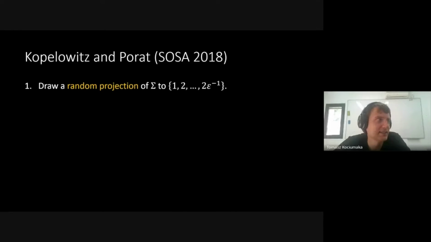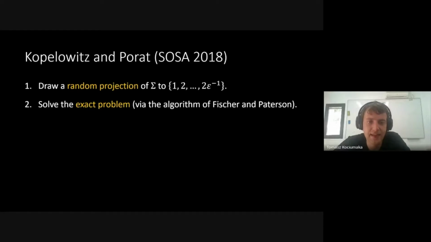So as I said, the first step is to draw a uniformly random projection from the input alphabet to a smaller alphabet of size 2 epsilon to the minus 1. And then we compute the exact Hamming distances after the projection. So we project both the pattern and the text using this projection of alphabet. And for this exact version, we use simply the algorithm of Fischer and Paterson.